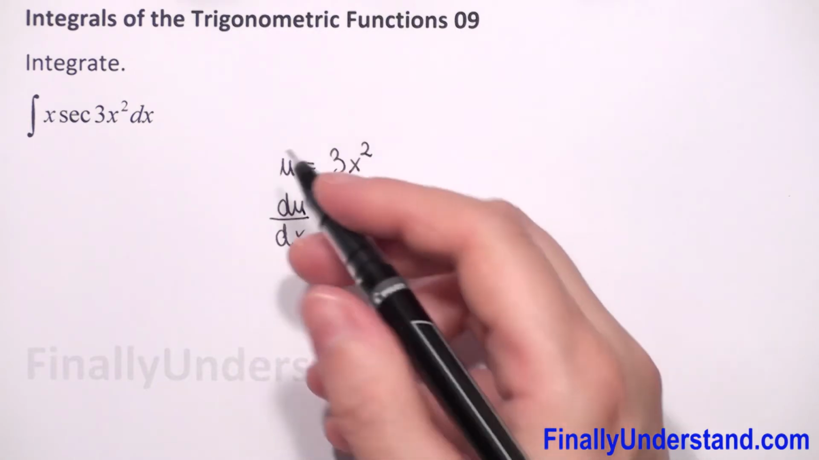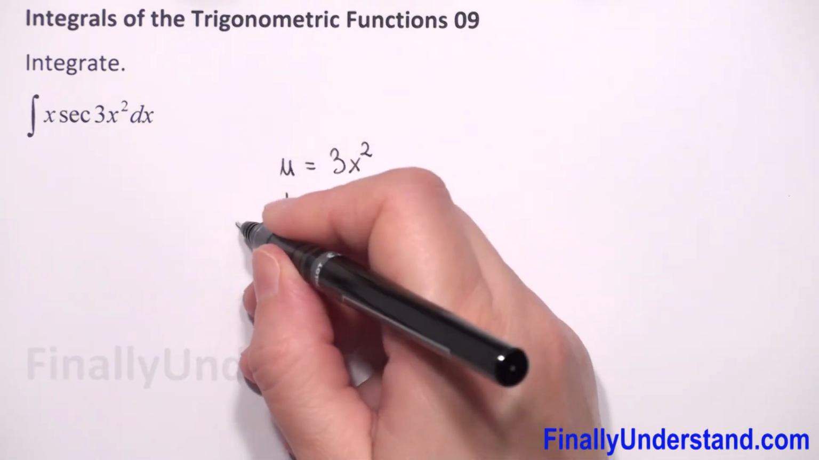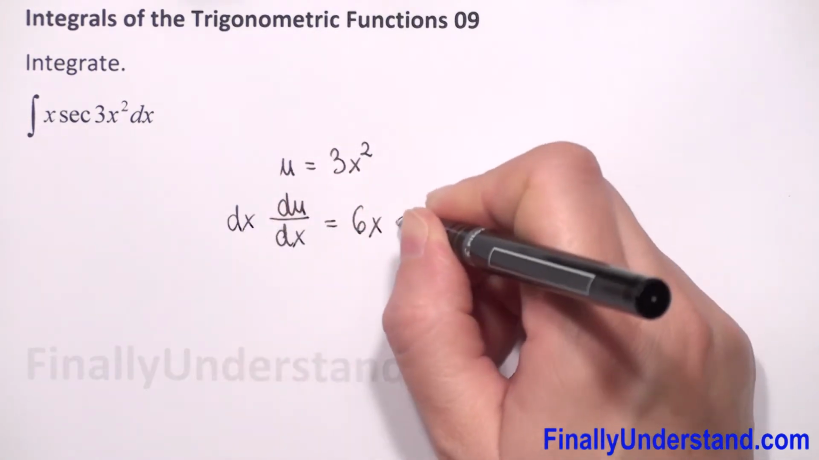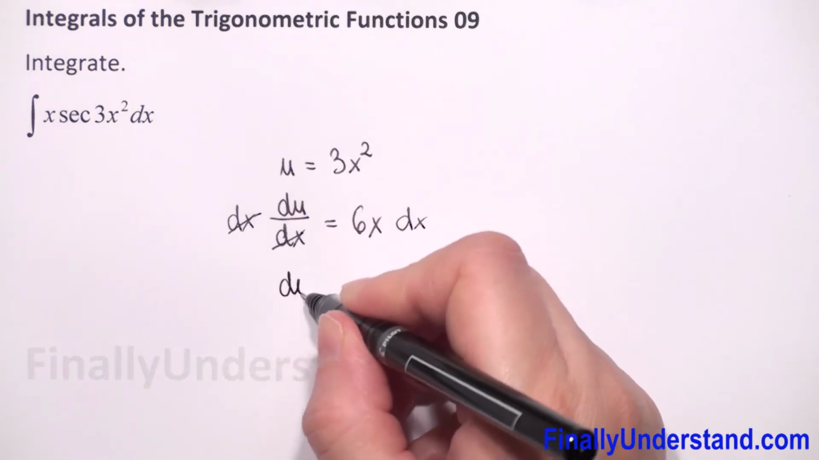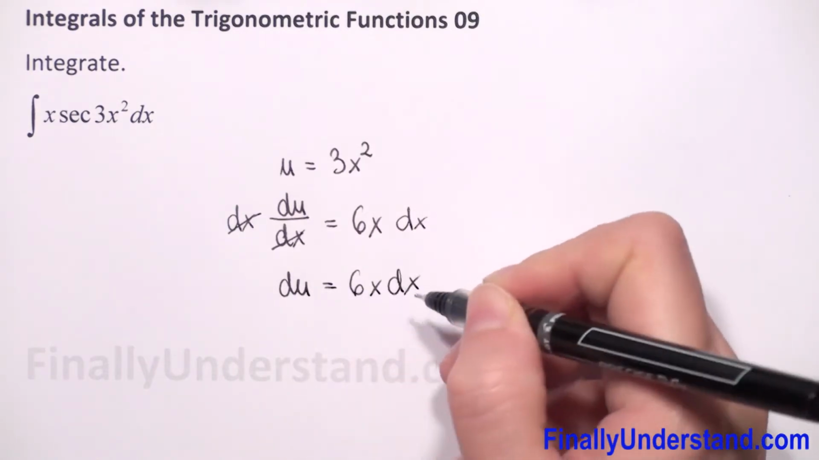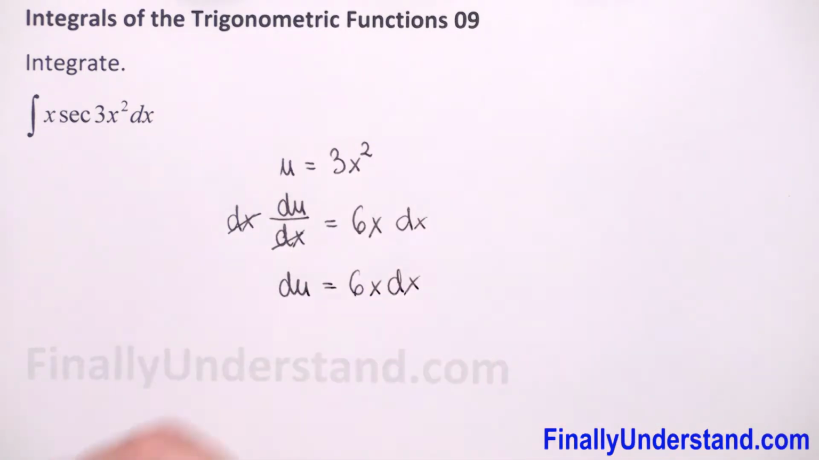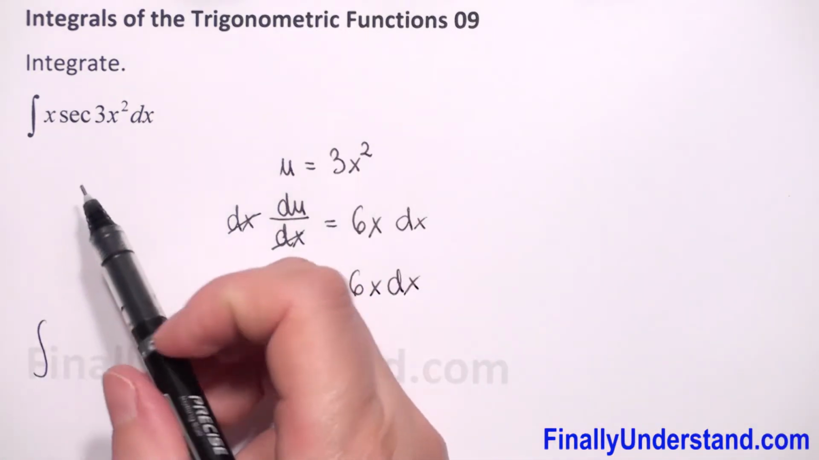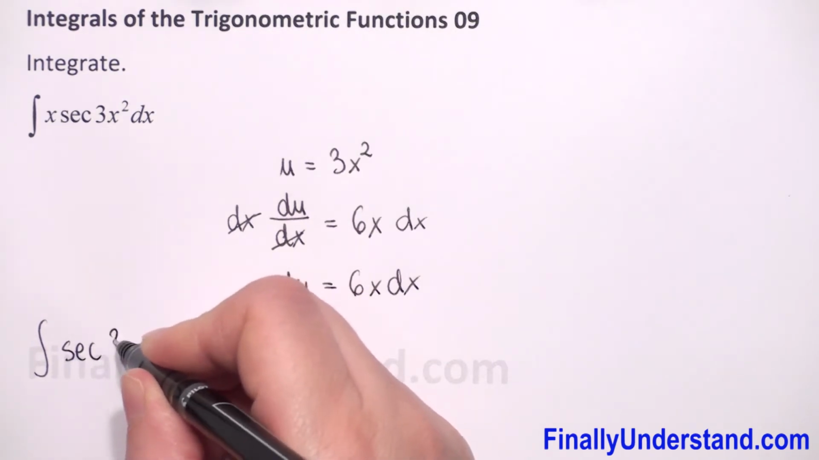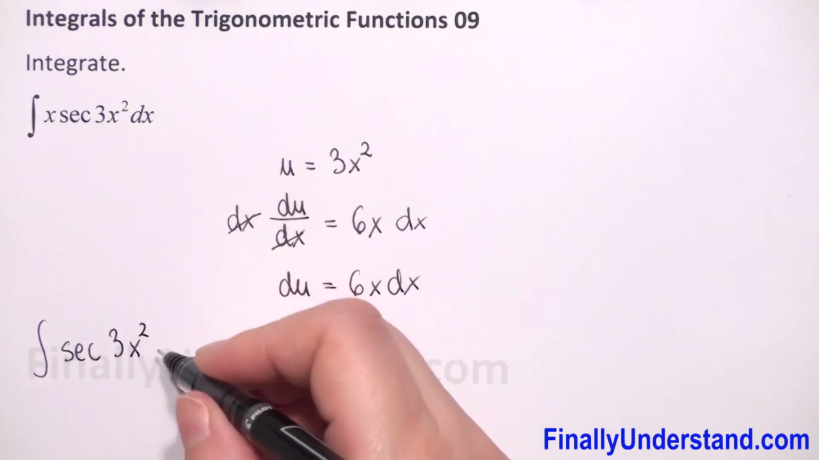We need to find du. It means I have to multiply both sides by dx. dx and dx we reduce now. And we have du is equal 6x dx. Let me rewrite our indefinite integral. I can put first secant of 3x squared and next times x, and we have dx.